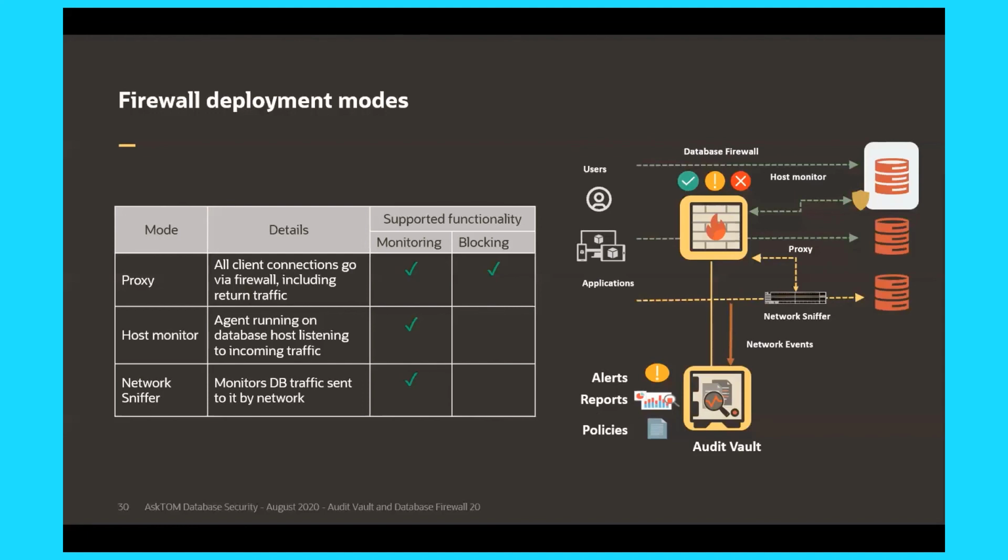If your goal is to monitor, you can do proxy, host monitor, or network sniffer, depending upon what you're trying to do and the architecture you're working with. On premises, by far the most common mode we see is network sniffer. Proxy is sometimes used, but network sniffer is a lot more common. In the cloud, by far the most common that we see is either proxy or host monitor, because it's really hard to get sniffers running in the cloud. So again, your architecture determines which deployment mode you're going to use.